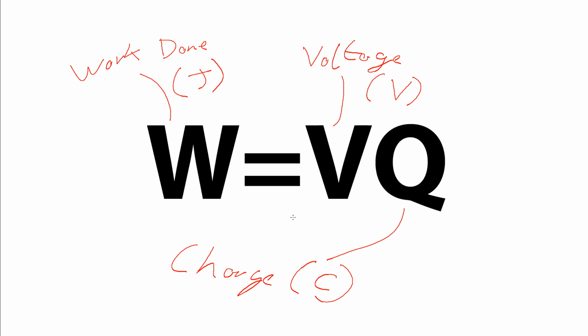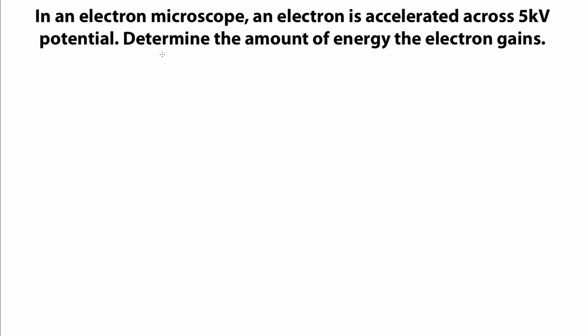So we can see a fairly straightforward equation which allows us to work out how much energy is being either put into or taken out of a system, depending on whether we've got an E.M.F or a potential difference, when we're looking at some given amount of charge. And so we'll just have a look at a straightforward example here. So in an electron microscope we have electrons whizzing around. In this question we're going to look at a single electron, and it's being accelerated across a 5 kilovolt potential. Determine the amount of energy that the electron gains.